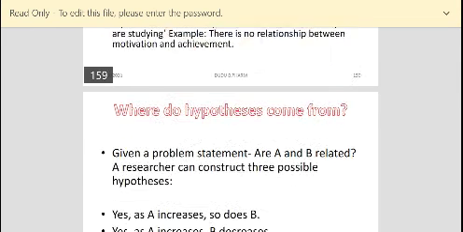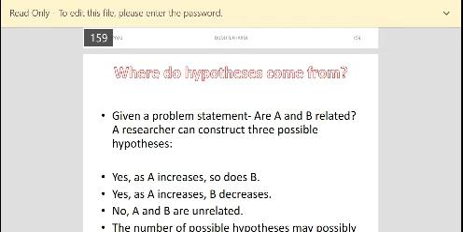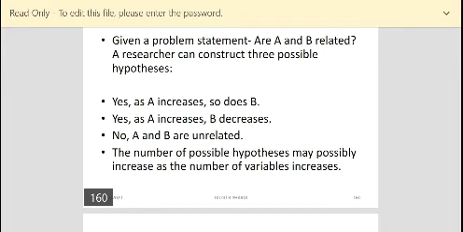Let's see where hypotheses come from. Given a problem statement, are A and B related? A researcher can construct 3 possible hypotheses. Yes, as A increases, so does B. Or yes, as A increases, B decreases. Or no, A and B are unrelated. I think we're getting the point. A and B are variables, so it is just on the relationship between variables. The number of possible hypotheses may increase as the number of variables increases, for example A, B, and C. This academic guess may increase in number.